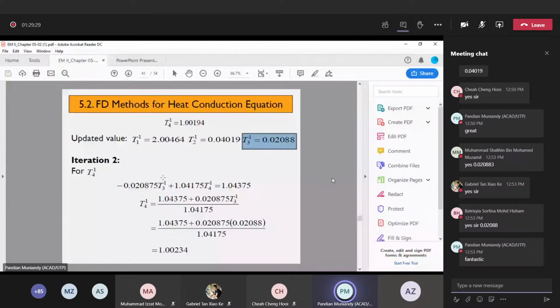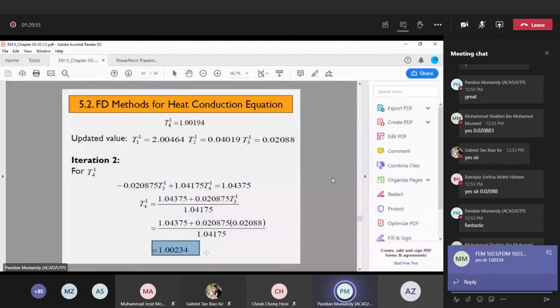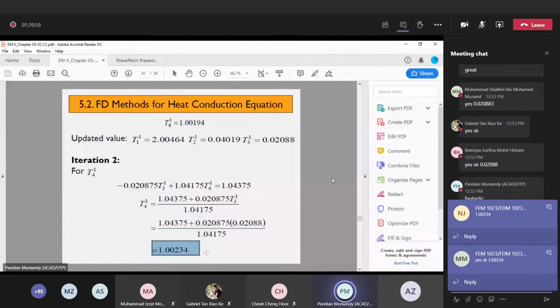So T3 is 0.02088. Now you calculate 1.04375 plus 0.020875 multiplied by 0.02088 divided by 1.04175. You get this answer, 1.00234. So you have to verify this, class. T4, 1.00234. This is the last temperature.